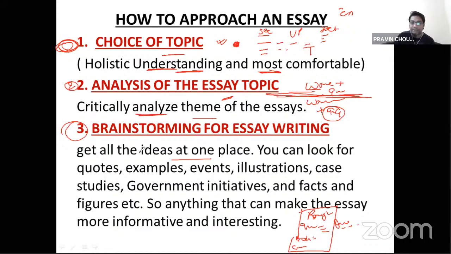So brainstorming requires collecting all the information at a particular place, because once you start to write an essay, you will continue to write. No need to stop and think again about what I will write in the next paragraph, what I will write in another paragraph. That should not be the case. You should avoid all these things. That's why I am suggesting that you give 4 to 5 mock tests, mock essays, before writing the mains examination, because that requires practice, a flow of writing.